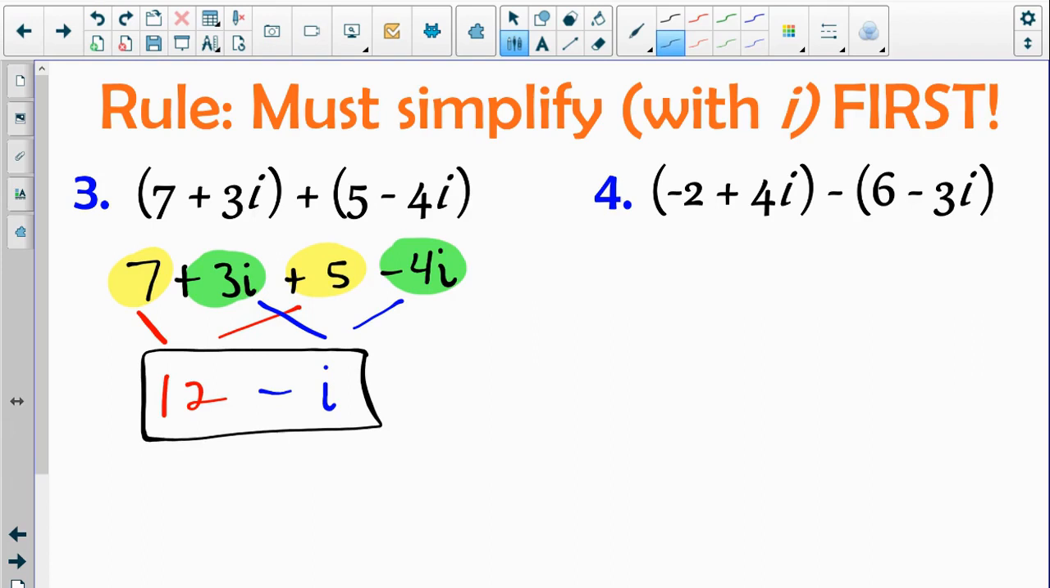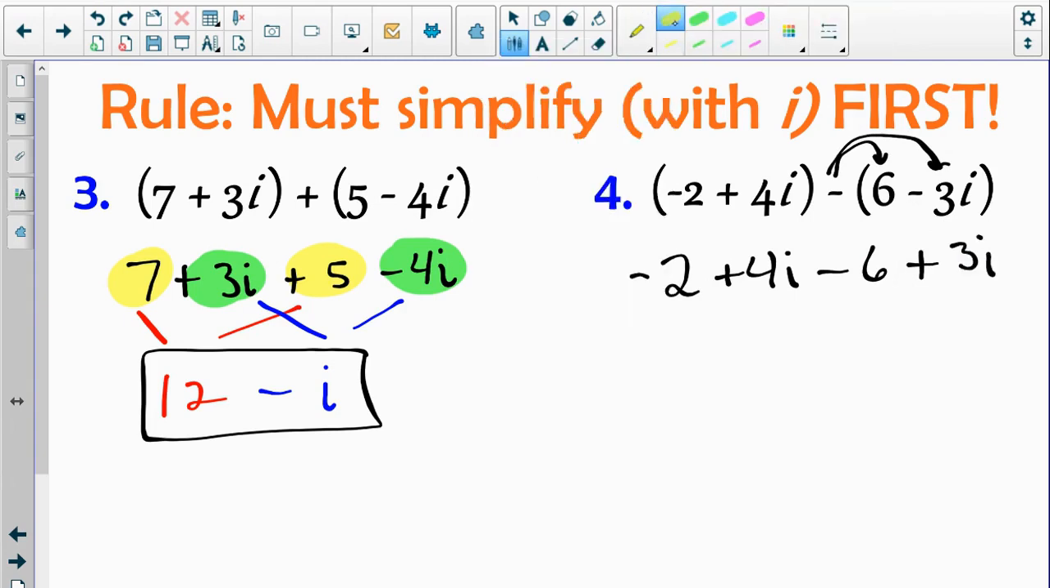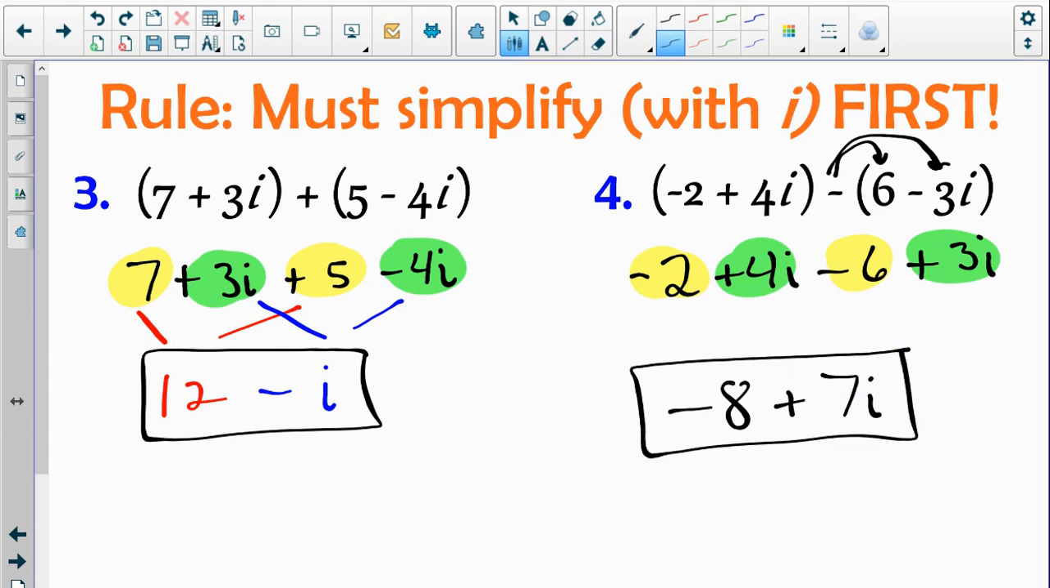i as our answer. If we do the same thing in number 4, the difference here is that I have this subtraction in the problem. It's not an addition problem. So I have to be careful about how I write this without parentheses. So the negative 2 plus 4i is the same, but now I distribute the subtraction. I'm subtracting 6, but then I'm also subtracting a negative 3i. So it actually becomes plus 3i. So I have my real number parts, and I have my imaginary parts that can be combined. So my real numbers, negative 2 minus 6 is negative 8. And when I combine my imaginaries, 4i plus 3i is positive 7i. So negative 8 plus 7i is our solution.